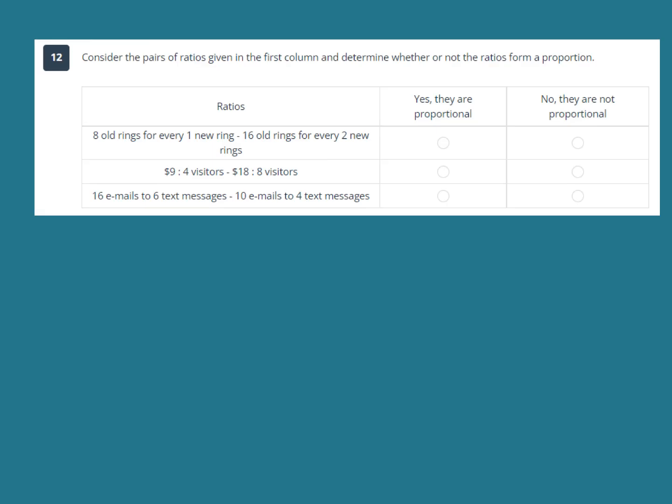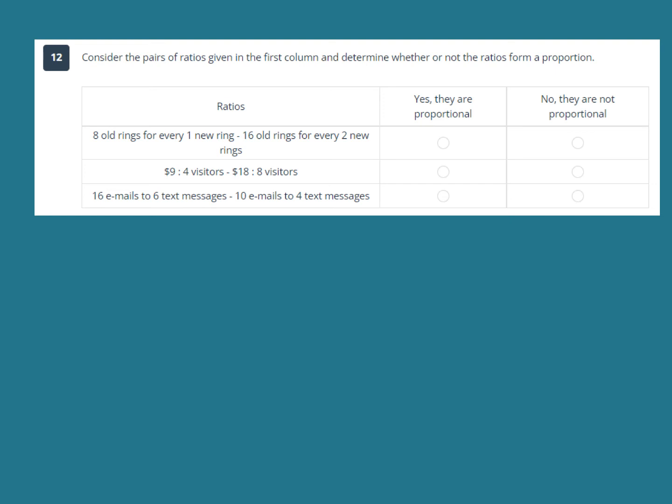Slide 12. Goodness gracious. I think I got a was not necessary. Well, that's not true. The slide before it is what I really mean. So here we are, slide 12, or number 12. Consider the pairs of ratios in the first column and determine whether or not the ratios form a proportion. Okay, well, let's look at this first one. Does it form a proportion?